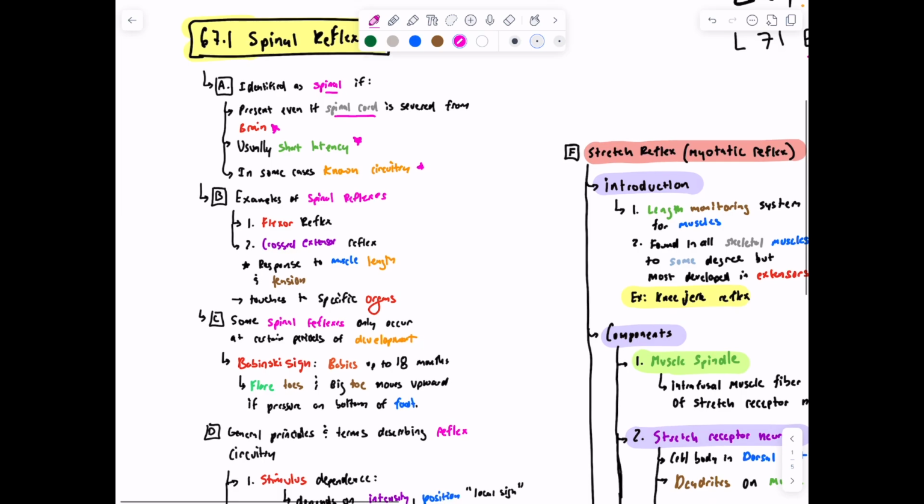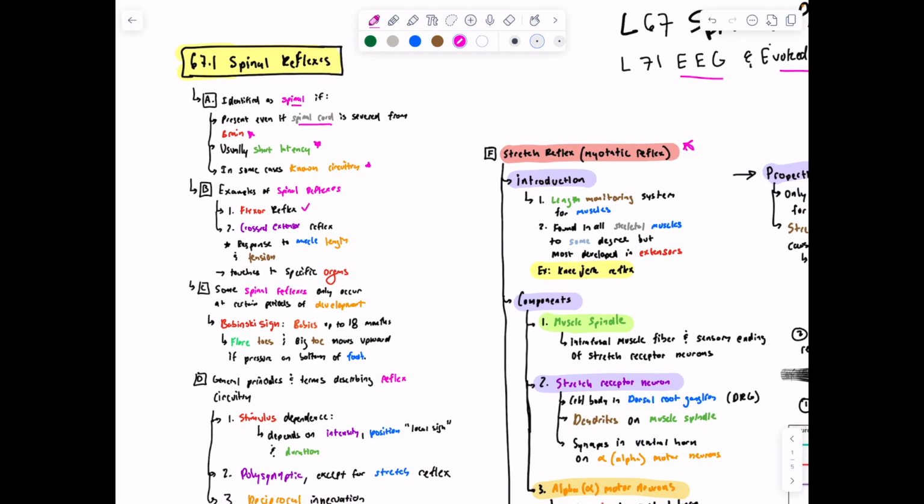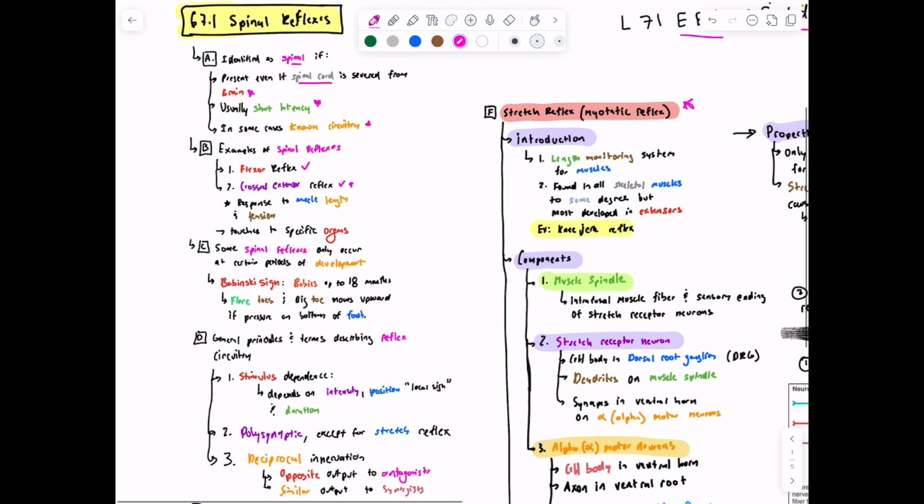We'll talk about different examples, but the flexor reflex and the crossed extensor reflex are, if you step on something painful, you're going to pull your leg up, and then your crossed extensor reflex would be in that same situation, your other leg is going to extend. And so the two work together, especially when you think about the act of walking. One leg will contract, pull back, the other extends.